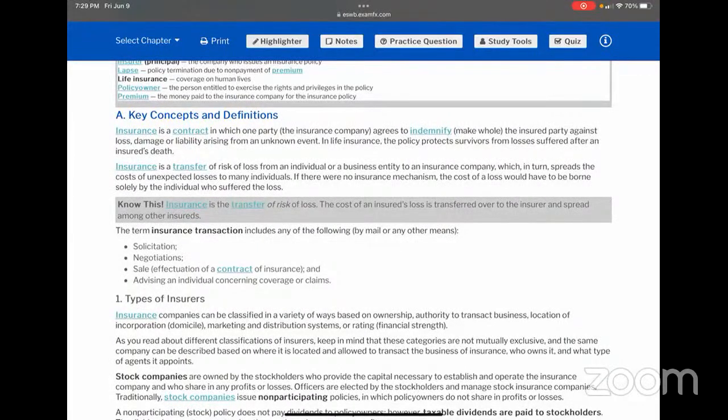The term insurance transaction include any of the following by mail or any other means: solicitation, negotiation, sale, effectuation of a contract of insurance, and advising an individual concerning coverage or claims. Now I got a question for y'all.